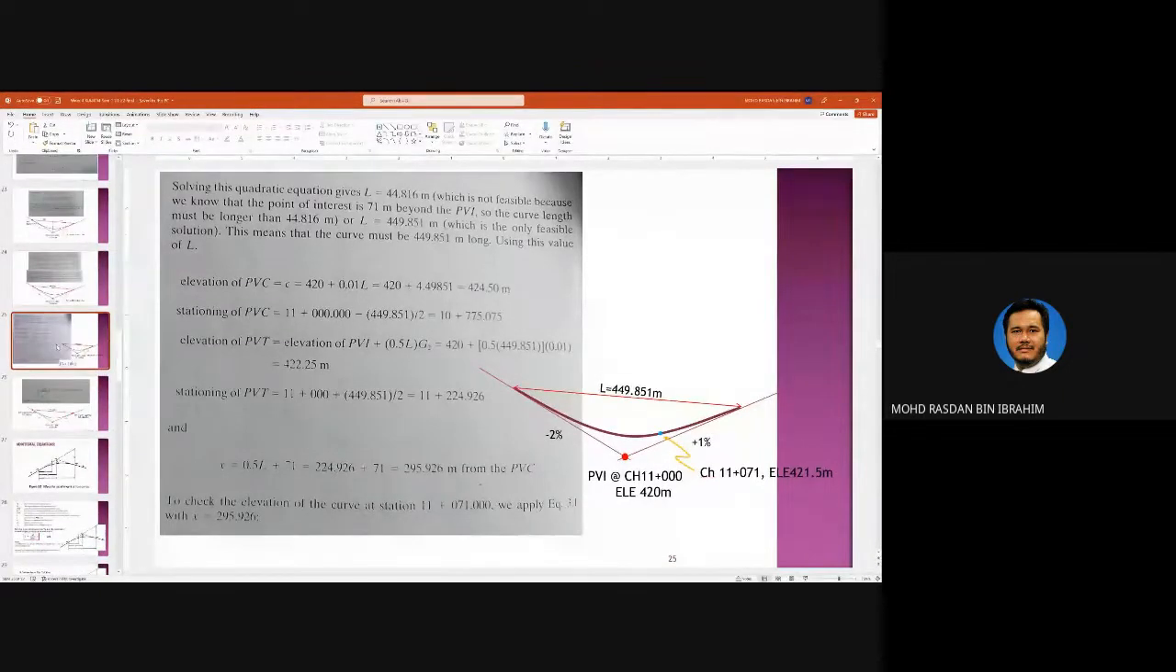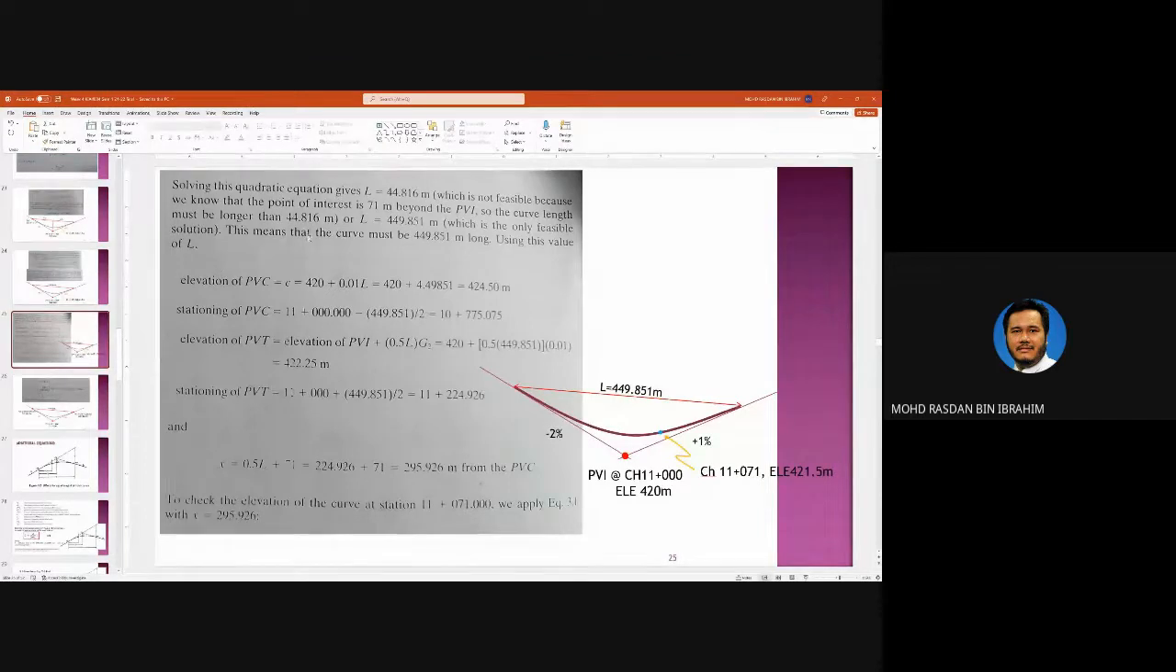So solving this quadratic equation, this was already done earlier. Alright. So now the elevation of PVC. You know the L, so you just substitute the value of L into the equation of C here. So you get the elevation of PVC 424, and the stationing is 11 plus 449 divided by 2 because L is halfway from PVI. So you get the change of PVC.